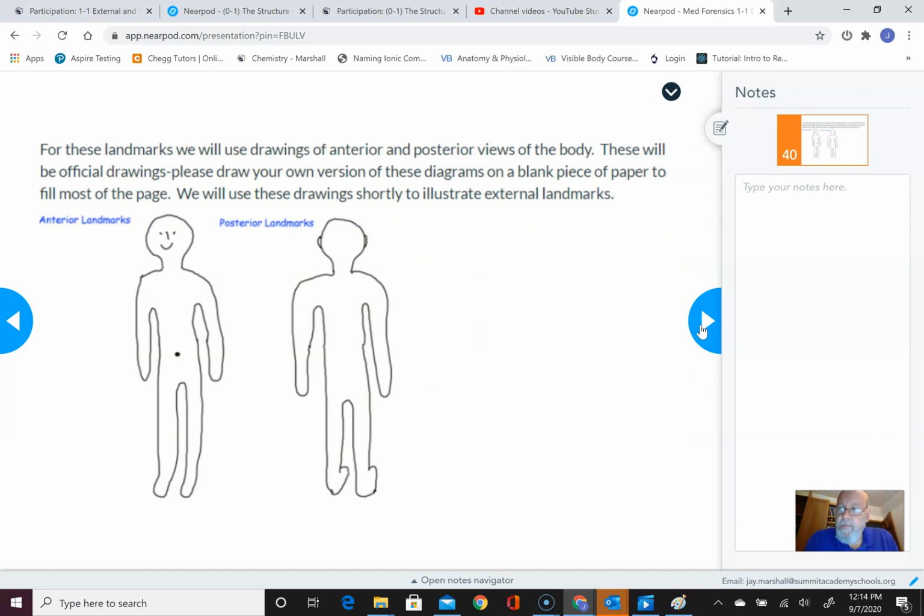So, for these landmarks, we'll use drawings of anterior and posterior views of the body. These will be official drawings, so please draw your own version of these diagrams on a blank sheet of paper. You can draw them on the same side, or you can draw them on different sides of the paper if you want. We'll use these drawings shortly to illustrate external landmarks.